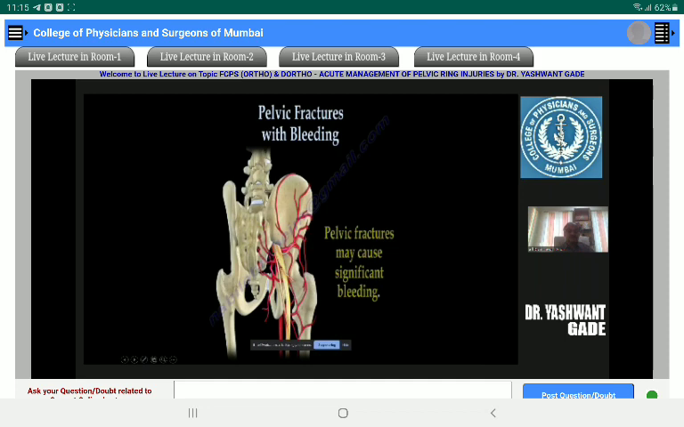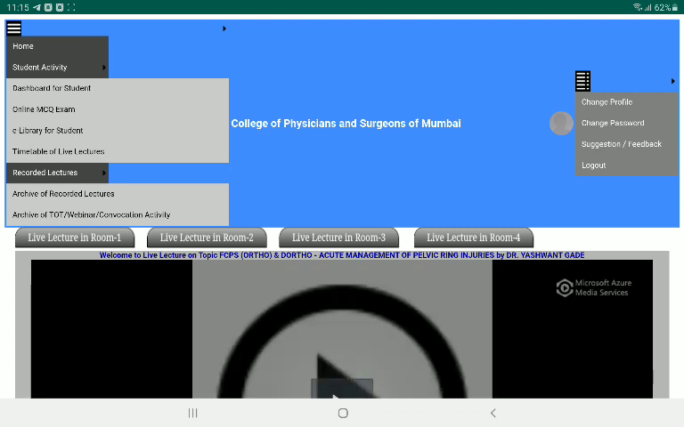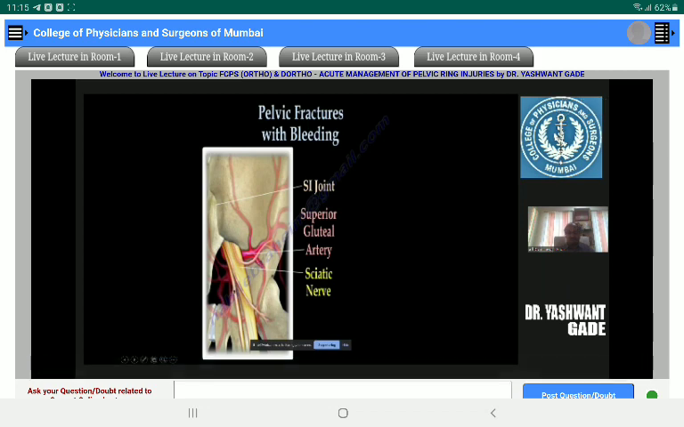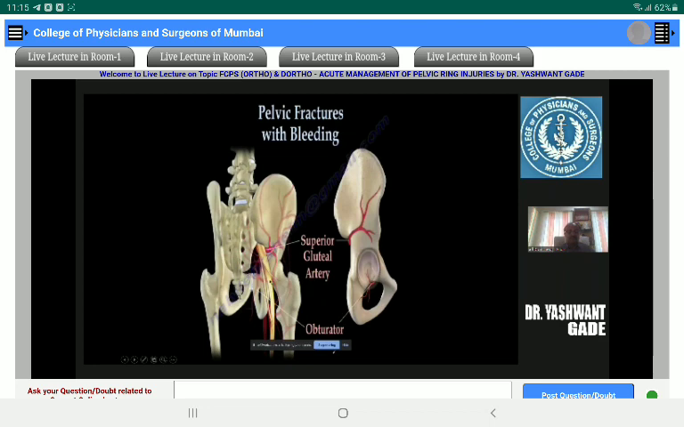So above the piriformis, here is the piriformis, and this artery can be torn in pelvic fractures, especially on the posterior side. Now you can see that this is the SI joint. It supplies the muscle on the gluteal side as well as the bone, ilium, and the hip joint also. This is the superior gluteal artery, and this is the obturator artery which comes here through the obturator foramen.